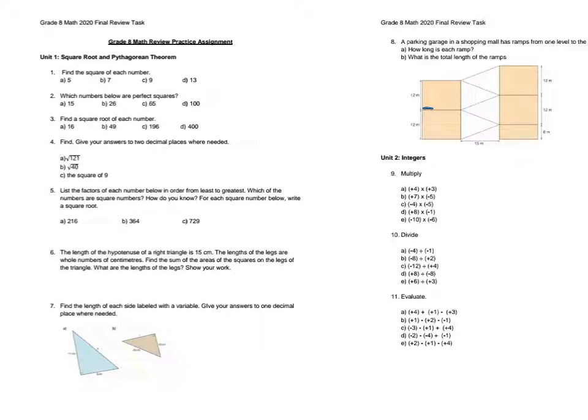Alright, looking at question number 1, it says find the square of each number. When a question asks you to find a square of a number, all you're going to do is, let's say you have a number, you're just going to square it. When you square a number, that means you're multiplying the number by itself twice like this, and your final answer is 25. And you're going to do that with all these other numbers as well.